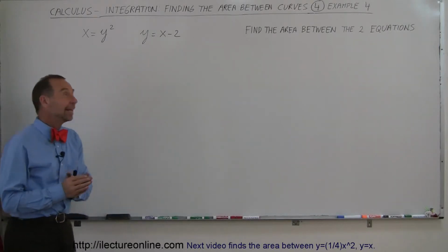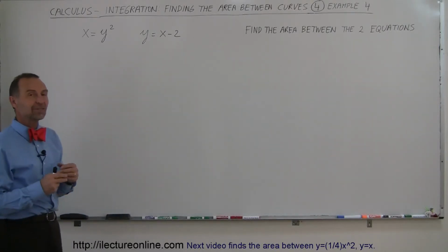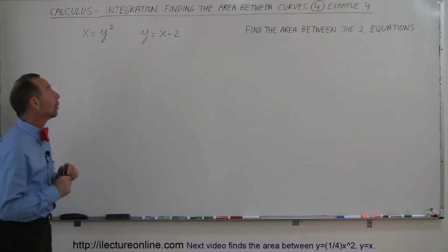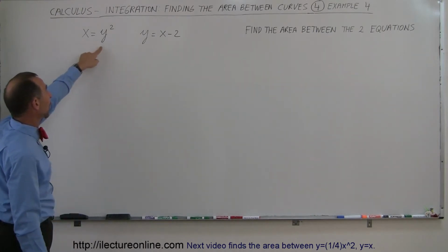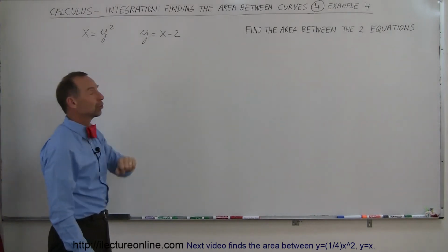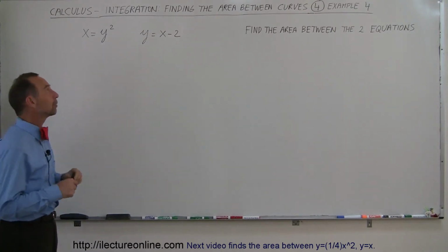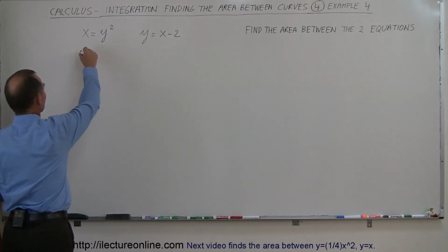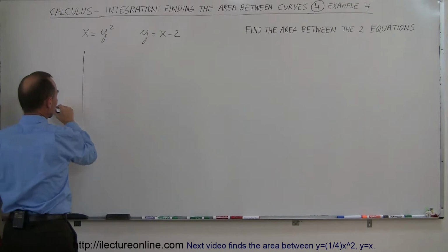Welcome to iLecture Online, and in our next example we see something slightly different, and let me show you why. We have two equations. One is x equals y squared, the other one is y equals x minus 2. So let's find the area bounded by those two equations. So first let's graph them to see what they look like.